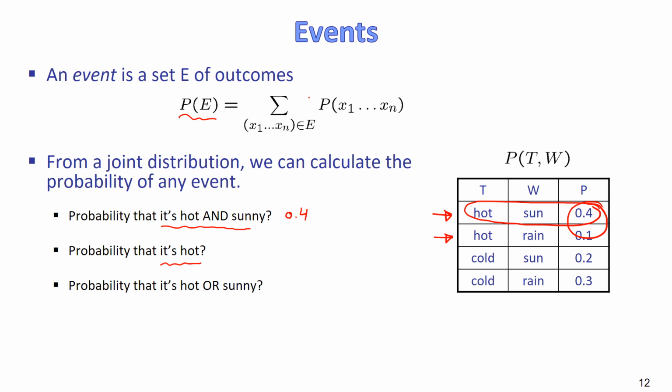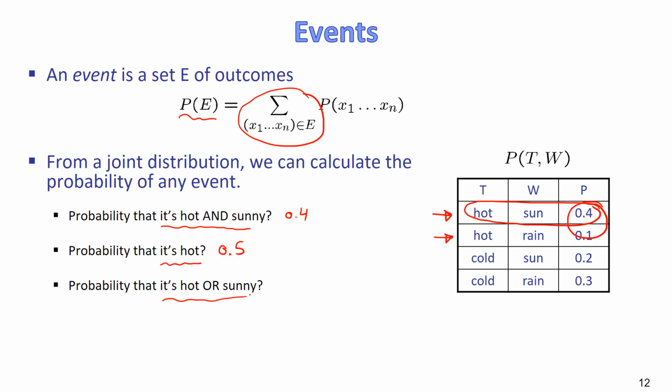Why is that? Because we have this, right? The probability of an event is the sum of the probabilities of the outcomes that correspond to that event. So the probability that it's hot covers two cases, when the weather is sun and when the weather is rain. So this probability is 0.5.